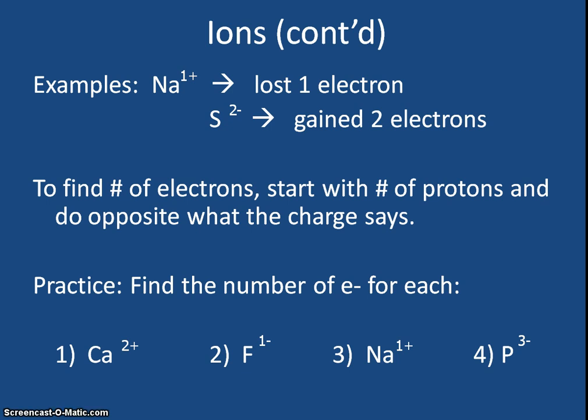And you should have gotten 10 for that one. So you start with the 11 that's on the periodic table, do the opposite of what the charge says, so take away 1, and you should end up with 10 electrons.